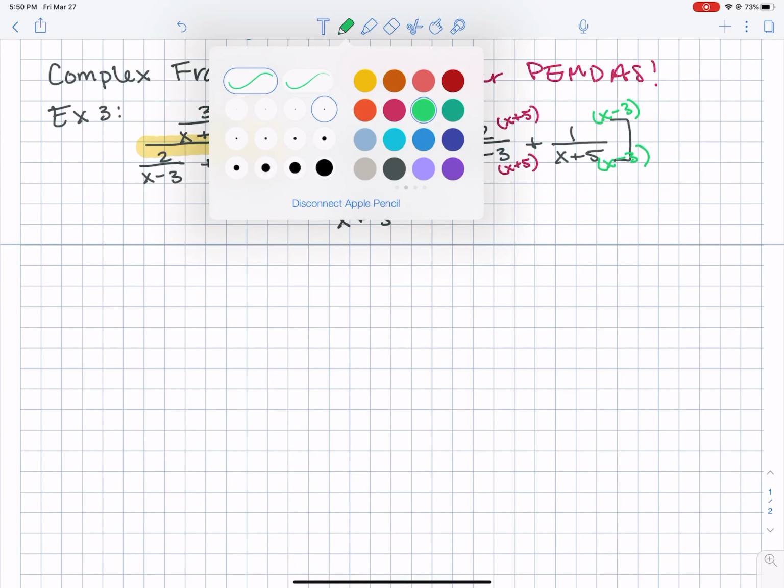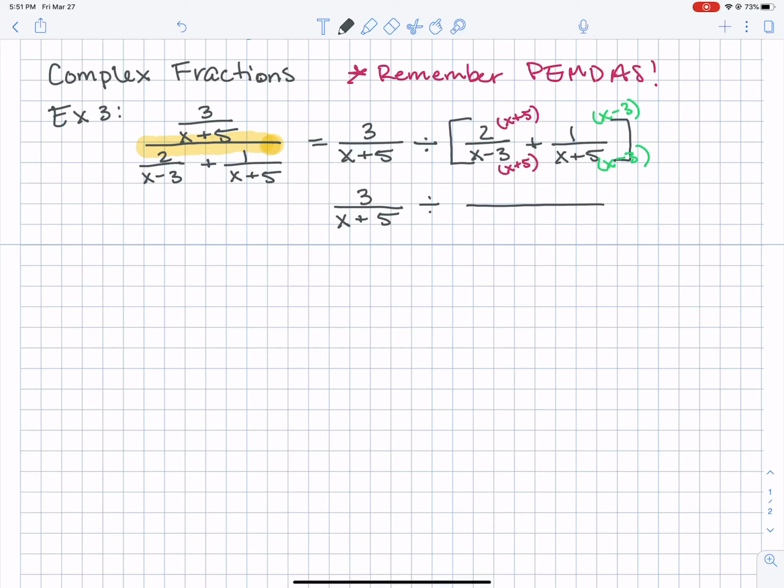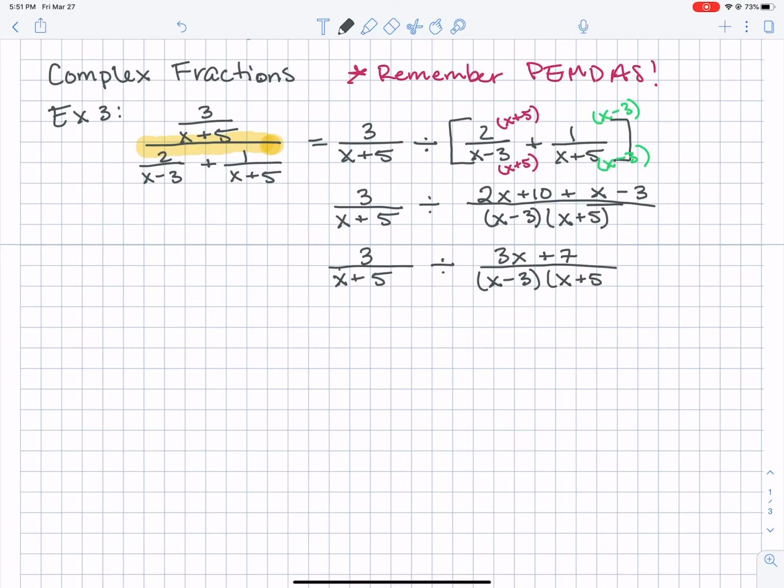Now I'm going to show you a little bit of a trick here, and if you don't like this, you definitely don't have to use it. But some people like to go ahead and write their numerator as one numerator, their denominator as one denominator, and then all of their terms up on the top. So this one actually we're going to distribute at the same time. I'm going to do 2x plus 10, we lost our bar here, plus x minus 3. Now we can just go ahead and combine those like terms. So this one ends up being 3x plus 7 over x minus 3, x plus 5.